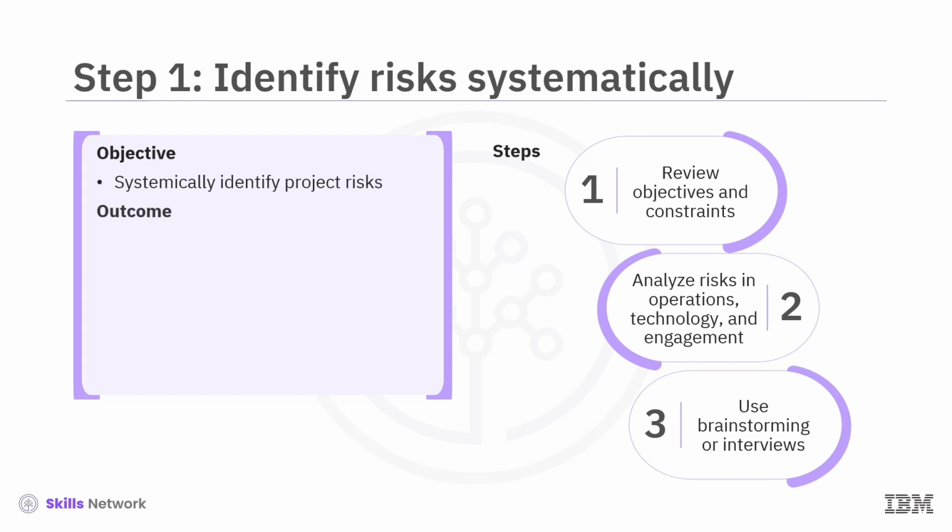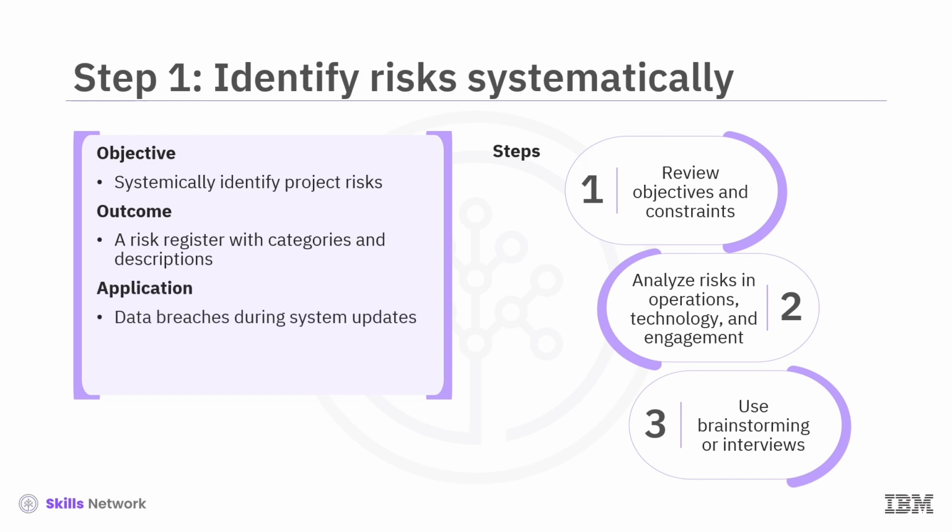The outcome of Step 1 is a comprehensive risk register. This document lists all identified risks along with detailed descriptions and categories, creating a solid foundation for managing them effectively. In the capstone project for Health First Care, some potential risks include data breaches during system updates, which could compromise sensitive information, staff resistance to adopting new workflows, potentially delaying operations, technology implementation delays, which might disrupt project timelines. By completing Step 1, you'll ensure no significant risks are overlooked, setting the stage for a successful risk management plan.